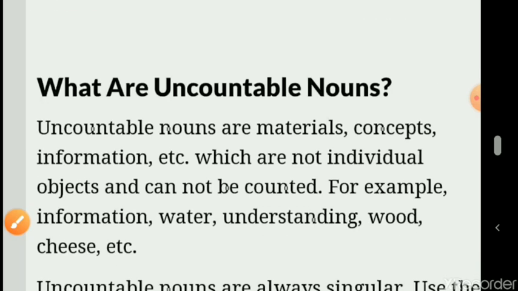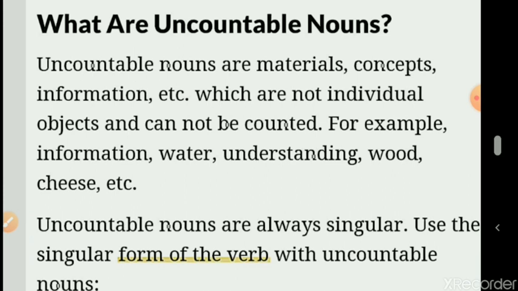Now, students, what are uncountable nouns? Uncountable nouns are material, concepts, information, etc., which are not individual objects. As we had read, जो इंडिविजुअल ऑब्जेक्ट नहीं होते, जिनका कोई प्लूरल नहीं होता है, जिनको हम काउंट नहीं कर सकते, these are all uncountable nouns. For example, information, water, understanding, wood, cheese, etc. आप चीज नहीं काउंट कर सकते. Information you cannot count, water you cannot count, wood you cannot count. If you want cheese, you'll say I want a piece of cheese, I want a cube of cheese, I want a slice of cheese, but you cannot say I want a cheese, isn't it? So these things are uncountable nouns.